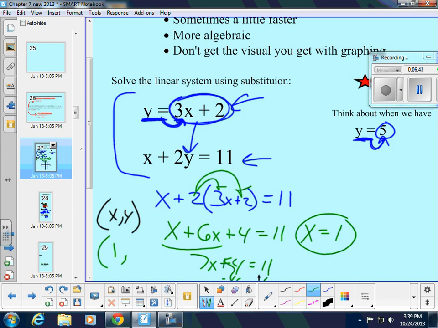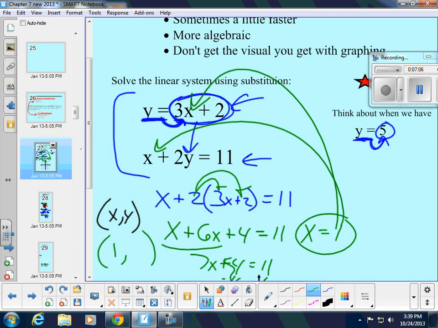if I want to find the y-coordinate for this point, well, I can just plug it into one of these equations, because we're saying that this ordered pair, whatever it is, my solution, it works for both equations, right? It's the one point where the two lines cross. So that means I can plug 1 in here and solve that for y, or 1 in here and solve that for y. In either case, I should get the correct y value, the correct y-coordinate for my ordered pair that I'm looking for.